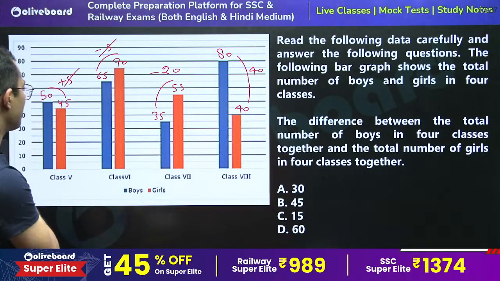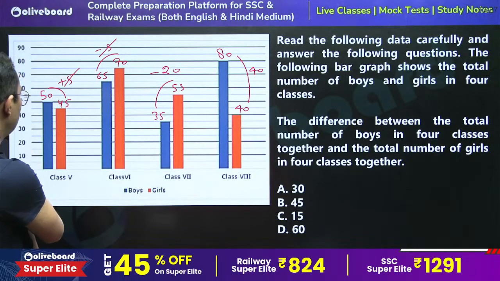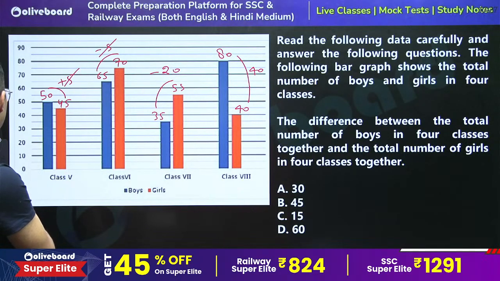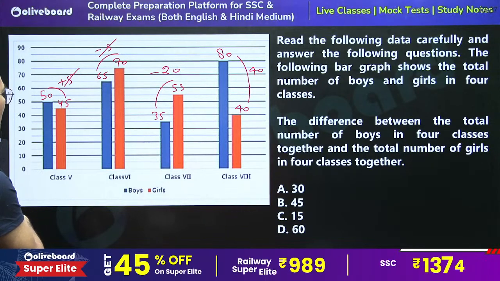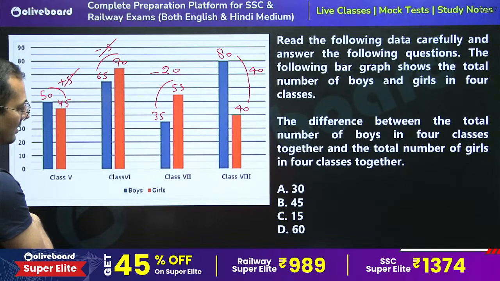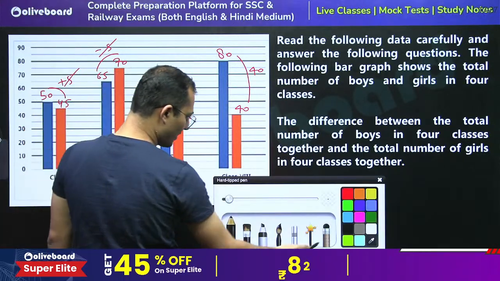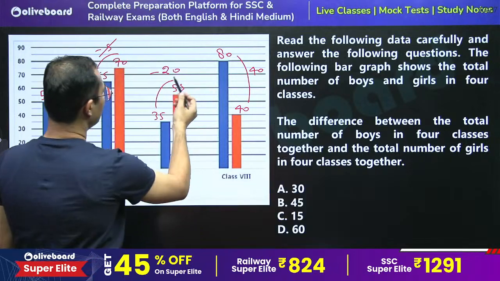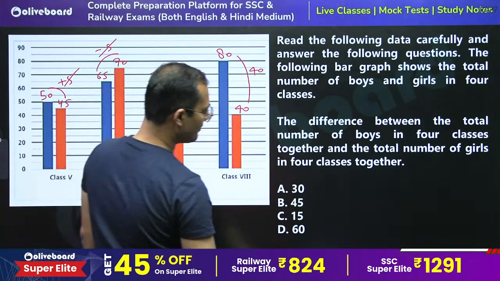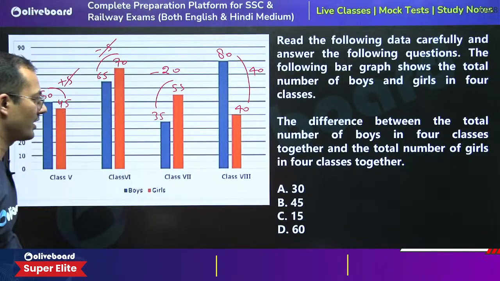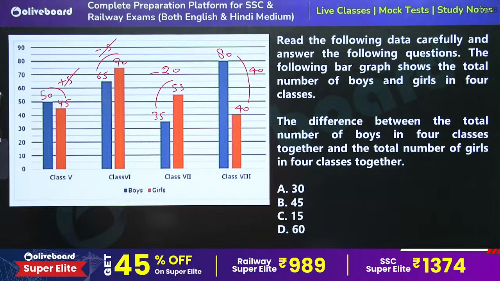See the difference. Difference is what? I think there is a mistake. 20, 70. Here is 45, 50. So plus 5, minus 5, minus 20, 40. See, the answer must be 40, right? Sorry, 40 minus 20. Answer must be 20. Because the question asks for the difference between the total number of boys in 4 classes together and the total number of girls in 4 classes together.